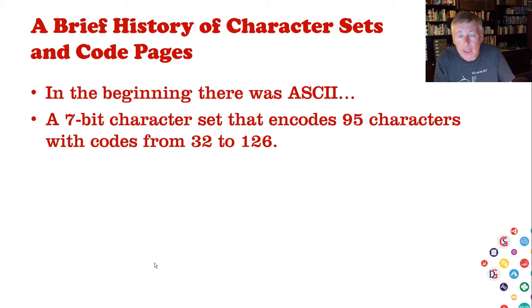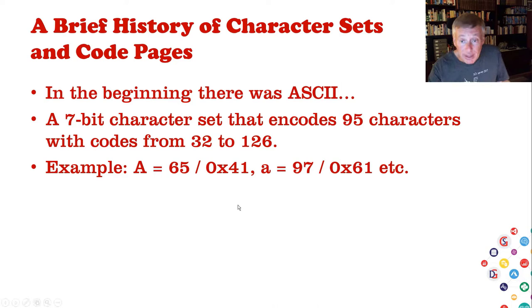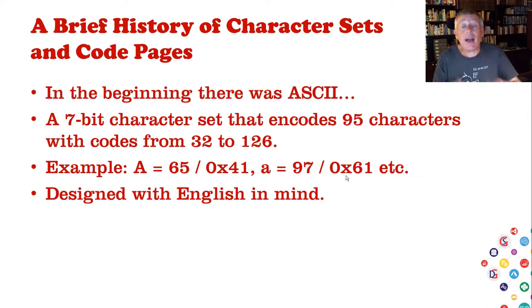Just some examples of these codes: capital A is 65, or 41 hex. Lowercase a is 97, or 61 hex, etc. You probably know some of these. You can recognize these when you see them, if you have to read ASCII, or read hex dumps and things like that. ASCII was designed with English in mind. Well, not surprising given the fact that the A stands for American.